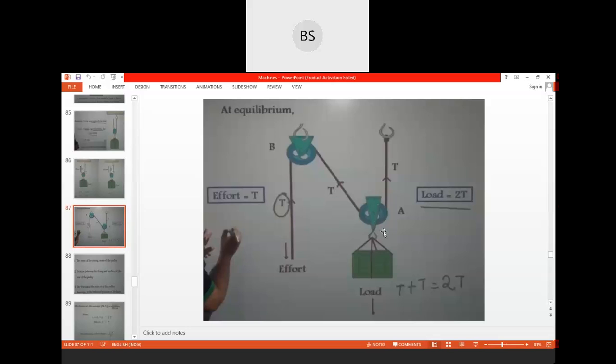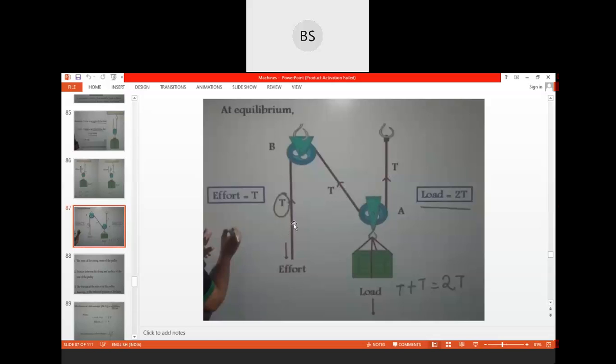So you can see this, whatever load is at equilibrium at rest position, the support is from both segments of the string. This is only one string, but support is given from both sides. So for this load, the tension is twice. Tension is nothing but force.